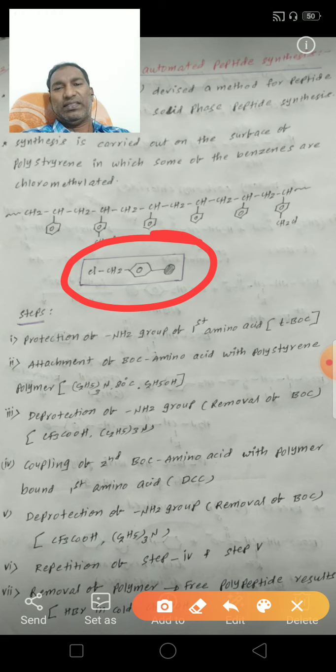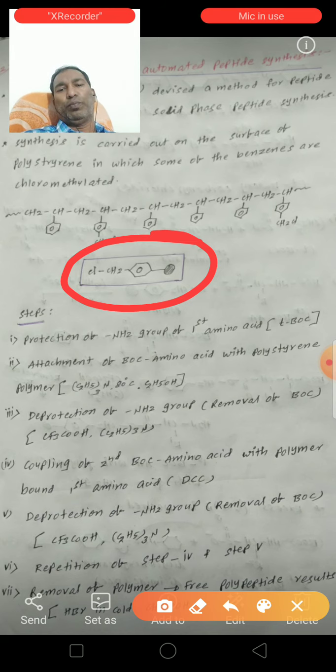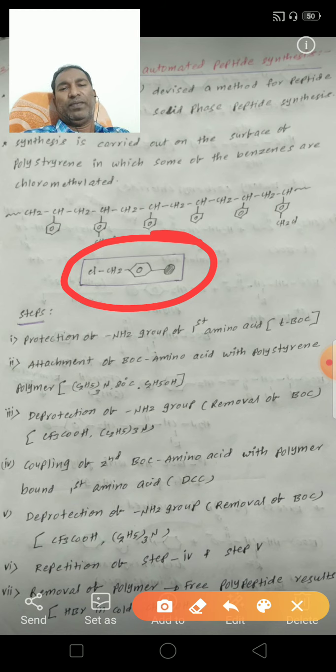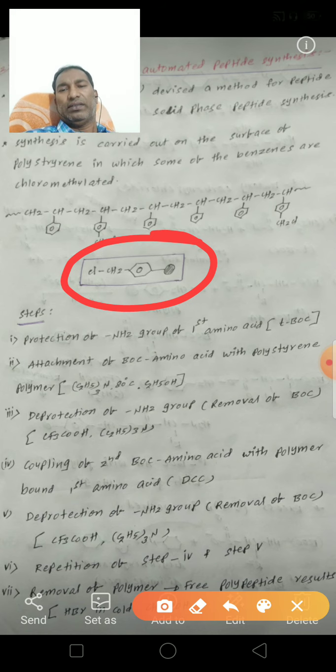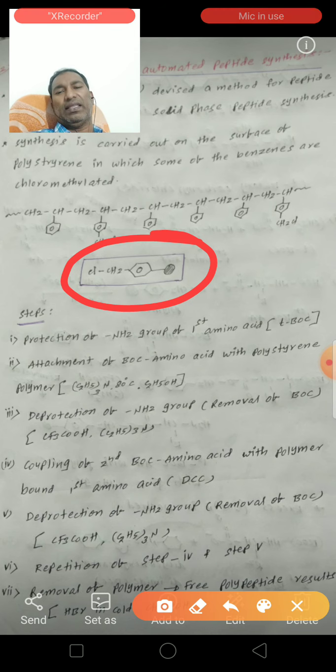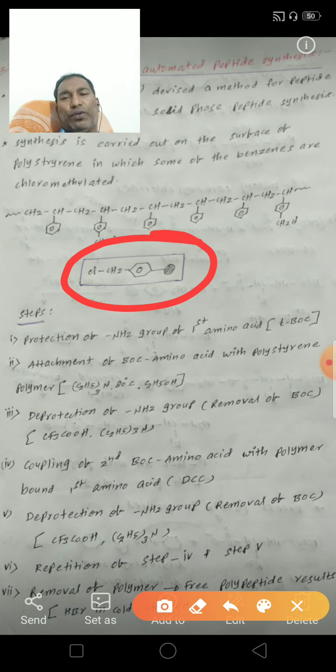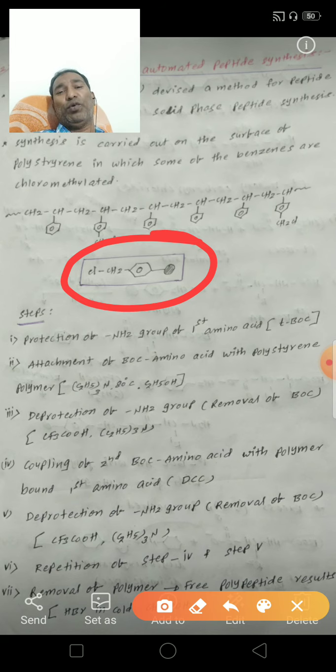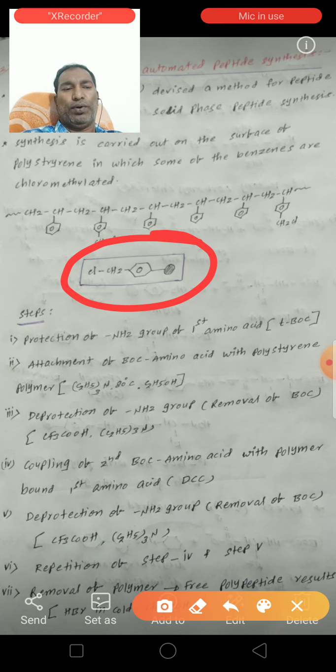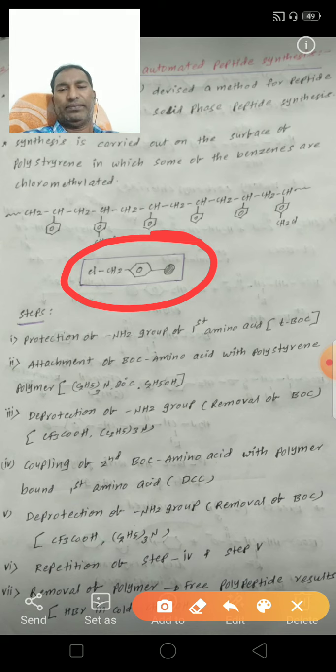Next, third one is deprotection of the NH2 group. That means removal of BOC. BOC means tertiary butoxycarbonyl. This is done in the presence of trifluoroacetic acid and triethylamine. Next, fourth one is coupling of the second BOC amino acid with polymer-bound first amino acid in the presence of DCC. Here DCC is dicyclohexyl carbodiimide.